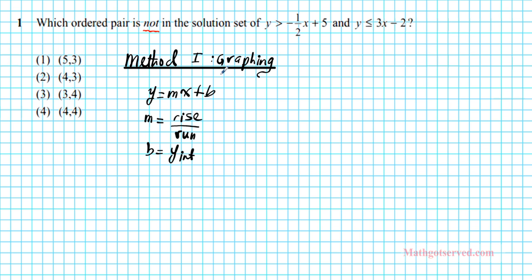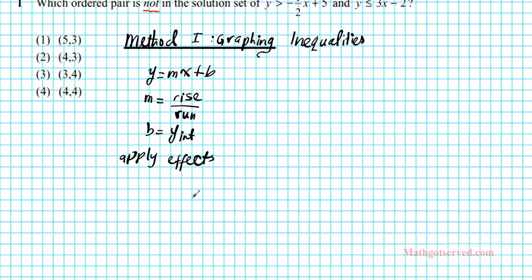All right, so when you're graphing inequalities, you also have to apply effects. What do I mean by apply effects? You notice we have greater than, less than, or equal to here. They're going to affect how the line looks. So let's just organize our inequalities. We have less than or equal to, greater than or equal to. Now, I'm going to make a grid and group them like this.